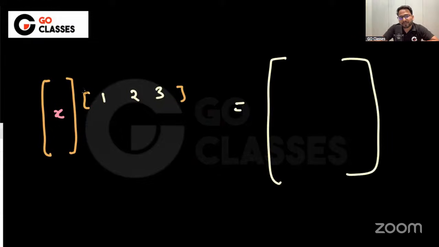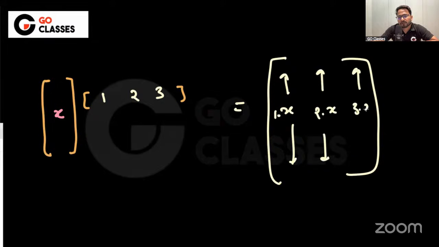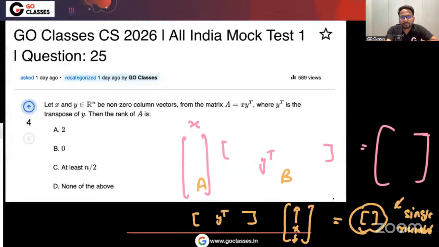If you remember, it is basically a linear combination of these columns. Since it is just one x, the first column will be 1 into x, the second column will be 2 into x, and the third column will be 3 into x, isn't it? So you can say it will have linearly dependent rows. Then the rank of A will not be n basically.